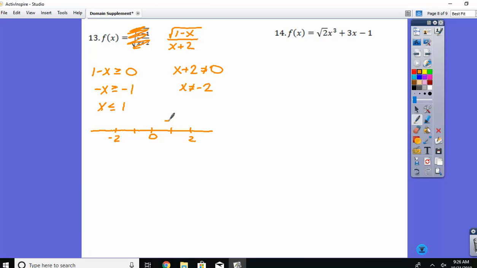Less than or equal to 1 would look like that. Cannot equal 2 or negative 2 is everything except the negative 2. So it would look like that, correct? We want the overlap. We want the numbers that worked for both of them. So both of them have everything smaller than 1 with the exception of negative 2. Negative 2, and we have to stop at 1.